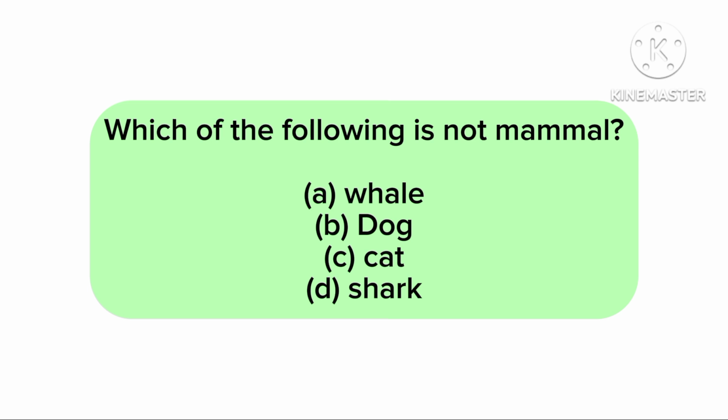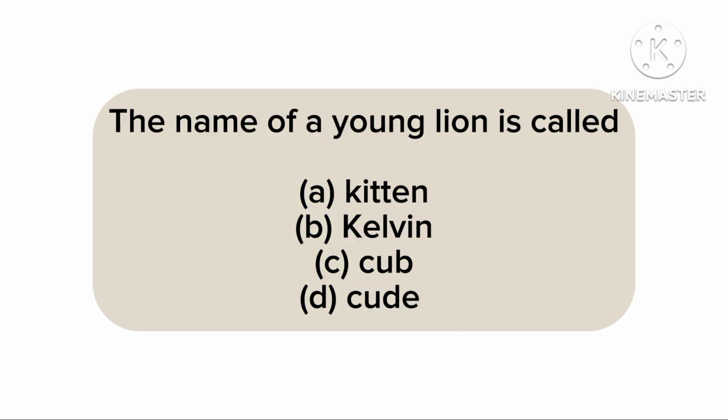Now, the next question: the name of a young lion is called, we have option A, kitten, B, Kelvin, C, cub, and D, cute is not correct. The correct answer is option C, cub. A young lion, a baby lion, is called a cub. Kitten is the name given to a baby cat. Kelvin is incorrect. So option C is the correct answer.